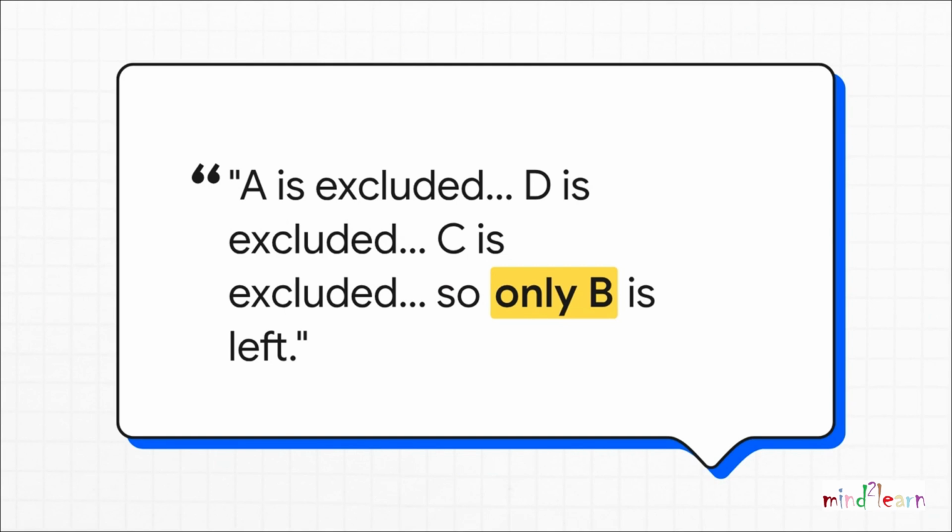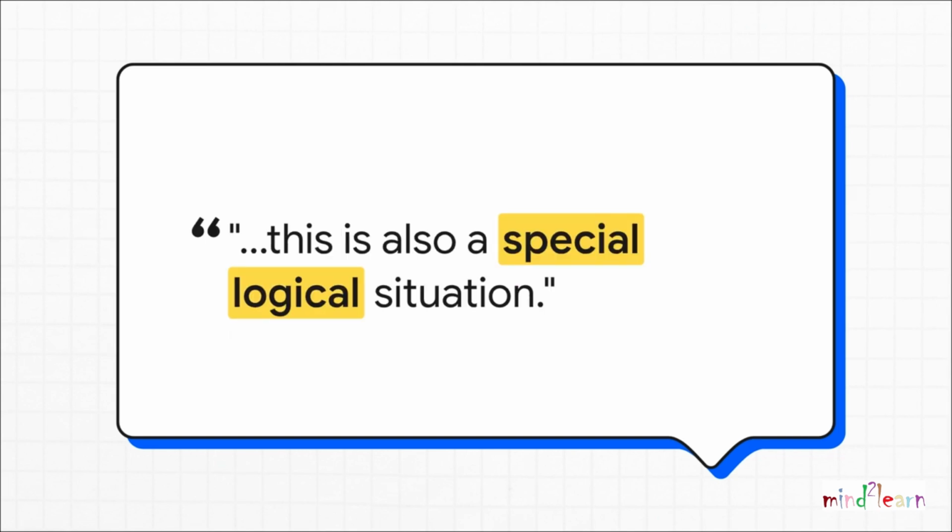Well, here's what it actually sounds like in practice. This is a real student talking through their process. A is excluded, D is excluded, C is excluded, so only B is left. See that? It's not about finding the right answer, it's about killing the wrong answers, one by one, based on flaws they're trained to see. And this isn't just random guessing. As another student explains it, you learn to spot these special logical situations that are built right into the test questions. Once you can see that blueprint, the whole puzzle just clicks into place.